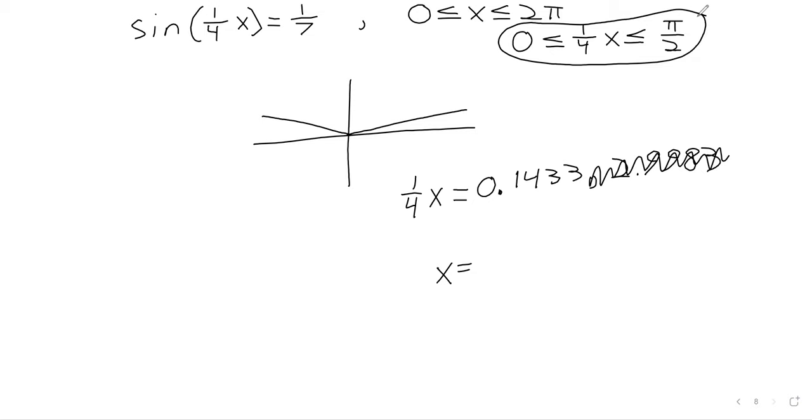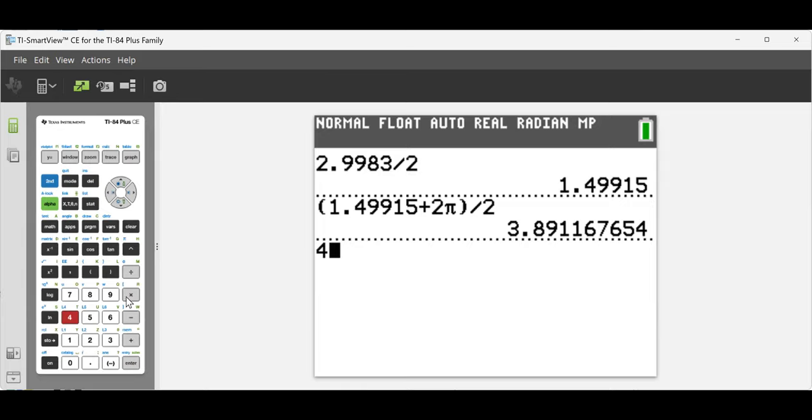We'll multiply both sides by 4. 0.1433 times 4 is 0.5732.